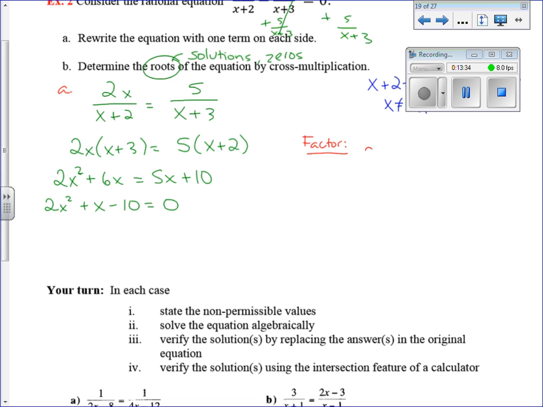Okay, so I've got 2x squared plus x minus 10 equals 0. Normally if I don't have a coefficient on the x squared, then I want two numbers that multiply to the constant term and add to the coefficient on the middle term. I want the same thing here, but I want two numbers that multiply to negative 20 and add to positive 1.